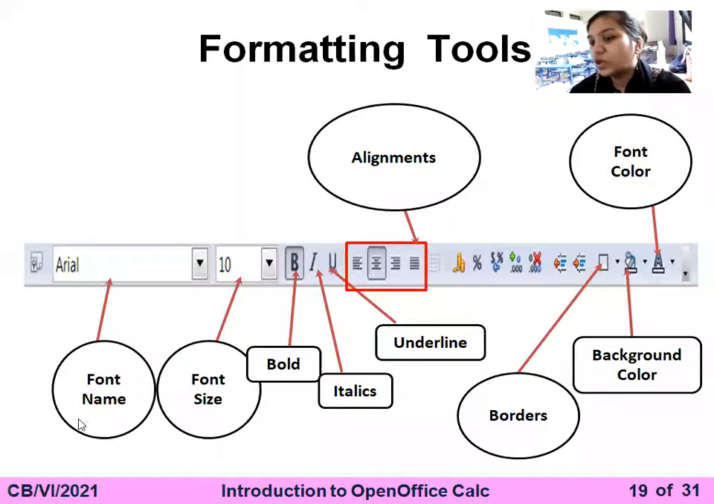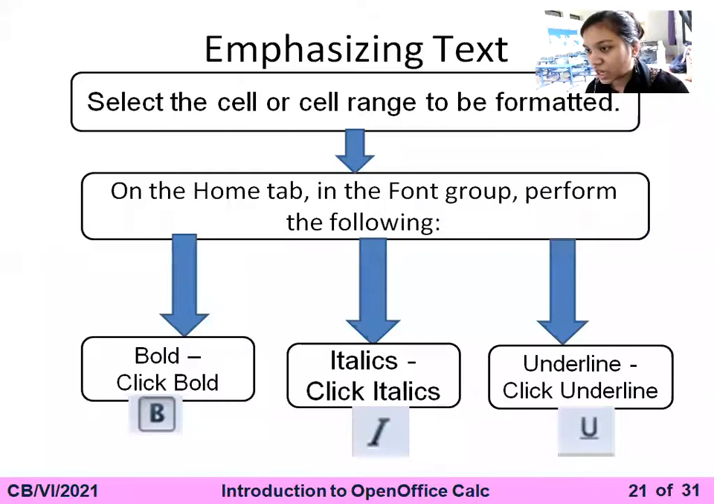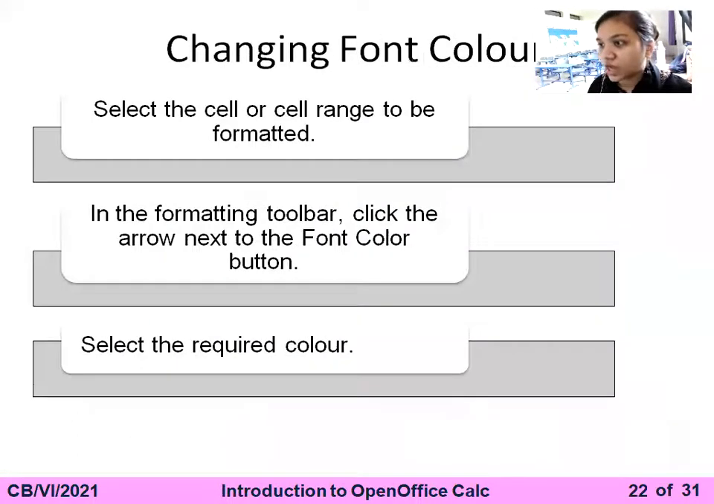Then we learned about some of the formatting tools that are the same as in OpenOffice Writer. First is font name, font size, then emphasizing the text: bold, italic, underline. Shortcut keys: bold, Ctrl plus B, italics, Ctrl plus I, underline, Ctrl plus U. Everyone also has to remember the symbols of these. You can also see which symbol to use, and in the exam maybe this will be asked.